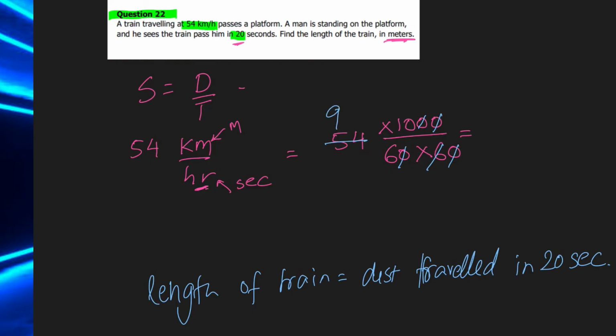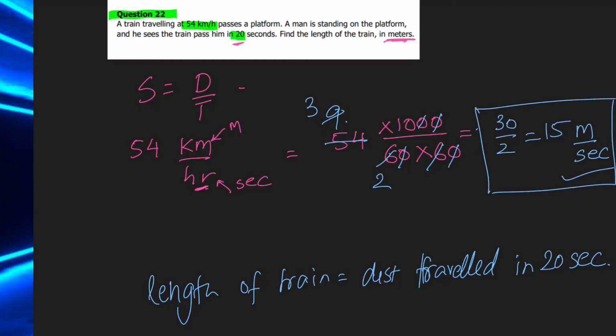6 times 9 is 54. And 6 and 9 can get cancelled by 3. 3 times 2 is 6. 3 times 3 is 9. So this is 30 divided by 2, which is 15 meters per second.